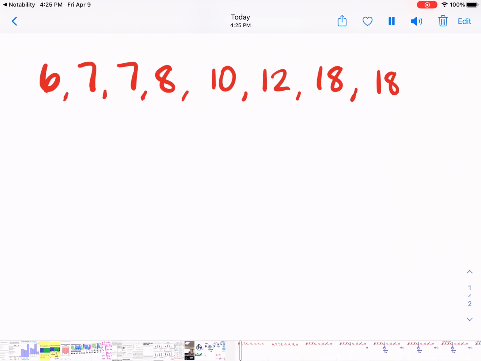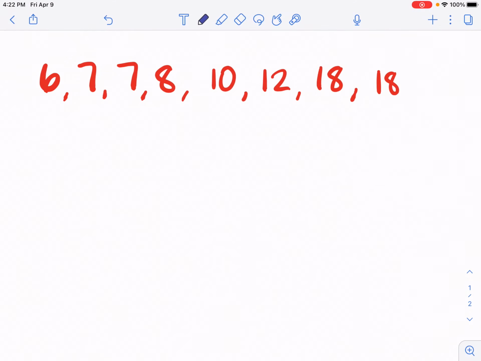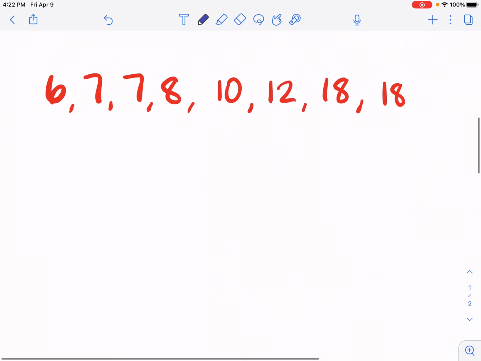So sometimes we have an even number of data, and we've talked about what to do with the median when that happens, but let's talk about quartiles and interquartile range. So when we're trying to find the quartiles and the IQR, the first thing to do is find the median.